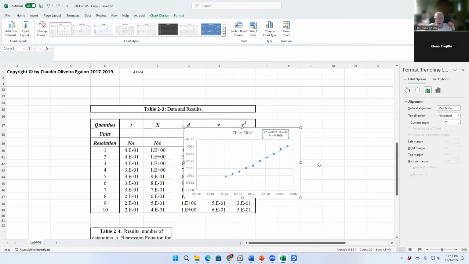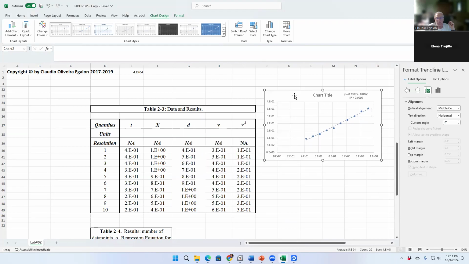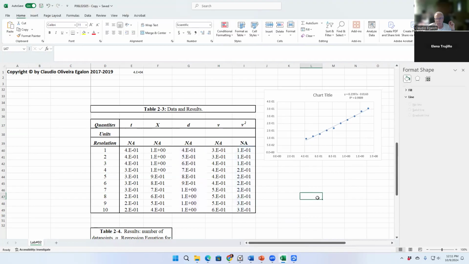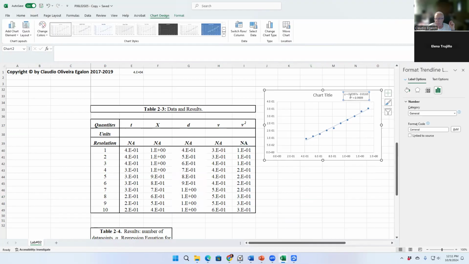Okay, I think I got it now. So in total we have to have 2 charts? No, just one chart. V square versus d. And then we have to find the rest of the information for the lab, right? Yeah, that's right.